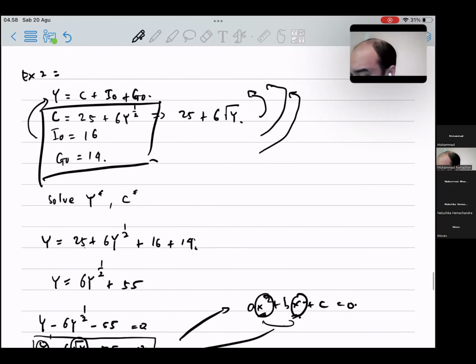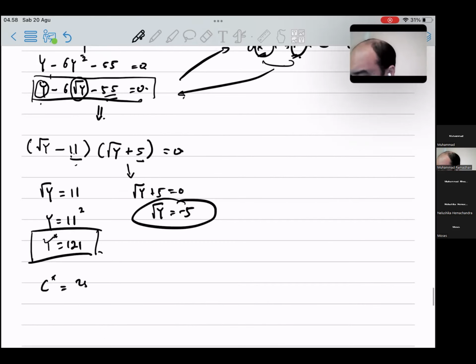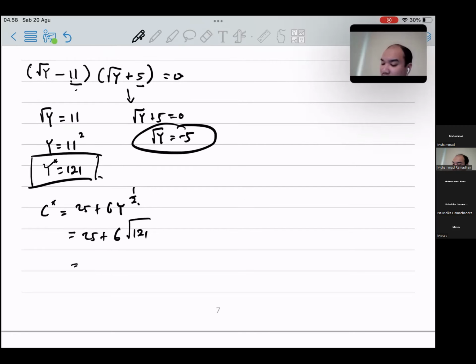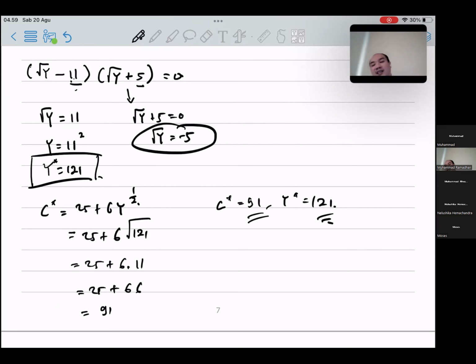C equilibrium is 25 plus 6y to the power of half. 25 plus 6 times the square root of 121. So 25 plus 6 multiplied by 11, 25 plus 66, and the result is 91. So the C equilibrium is 91 and the Y equilibrium is 121. Okay, is it easy?